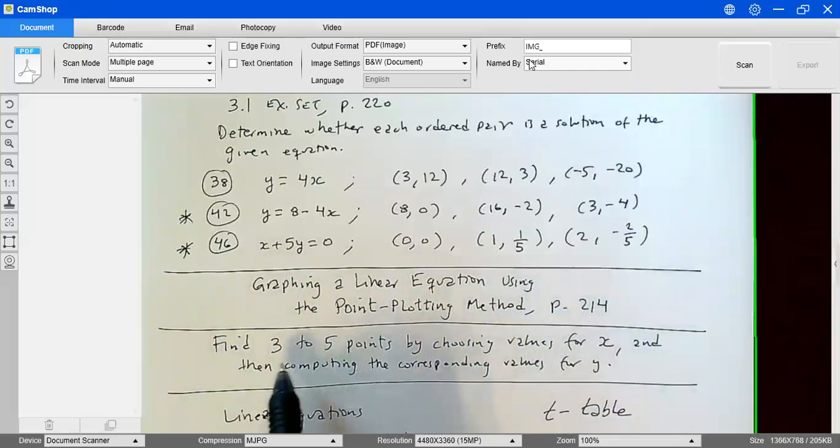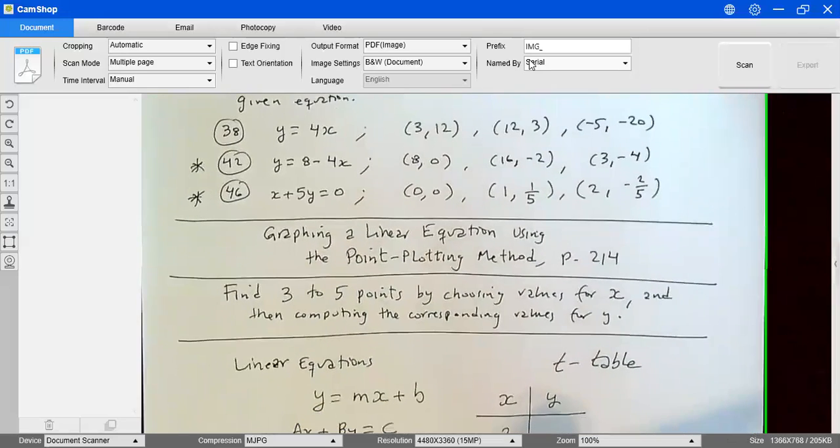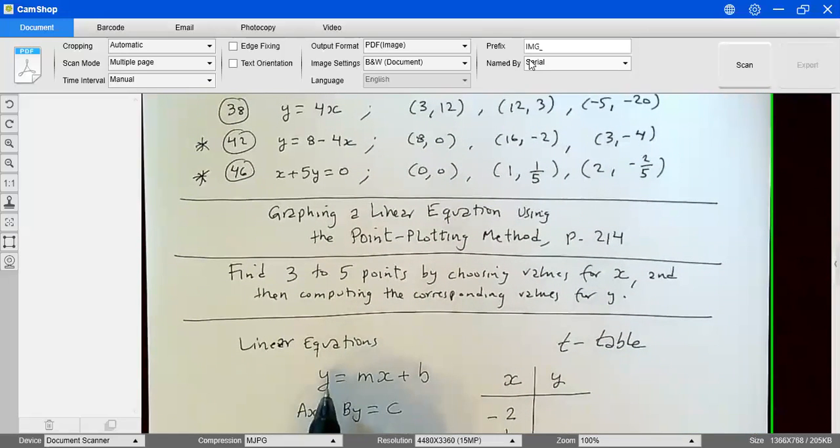And the idea is that you just need to find 3 to 5 points by choosing values for x and then computing the corresponding values for y. So our linear equations are going to be of 2 forms usually. In one form, you just have y equals a coefficient multiplying x plus a constant term. So this is y equals mx plus b. This is one way that you're going to find the linear equation. Another way, you're going to have both variables x and y on the left-hand side of the equation and the constant term on the right-hand side. So in the first case, you have only y on the left-hand side. In the second case, you have both variables on the left-hand side.